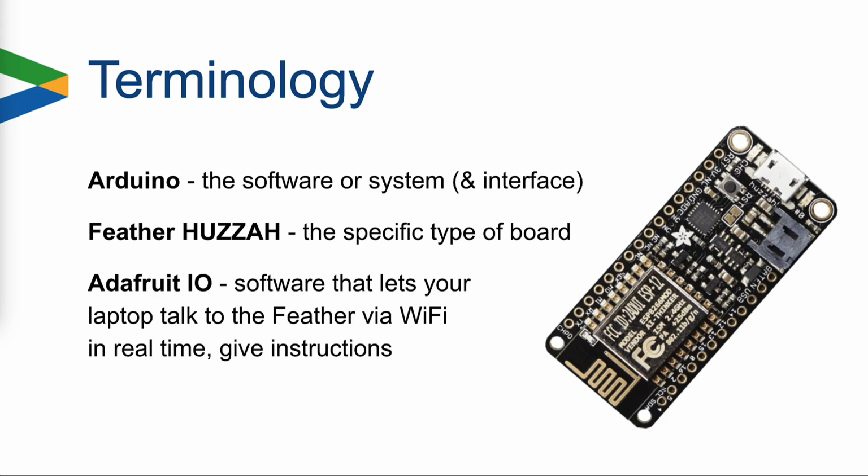The main things we're going to be using today are the Arduino, which is, in terms of the IoT devices we're going to be using, as a software or systems interface. The Feather Huzzah is an IoT type of board that has a Wi-Fi chip in it so that you can connect it to the internet. And Adafruit IO is software that lets your laptop talk to the Feather Huzzah via Wi-Fi in real time. And it's a cloud-based service that allows you to do that.